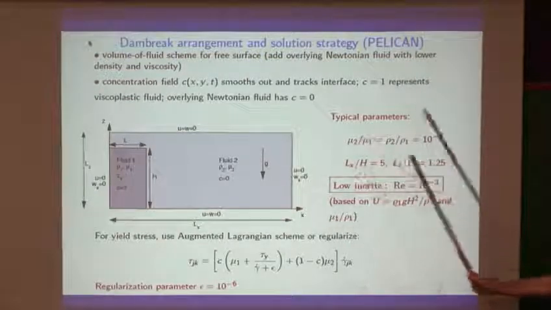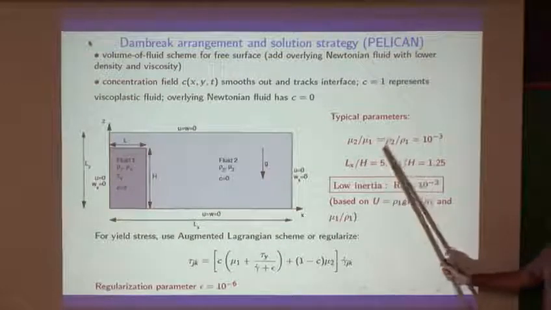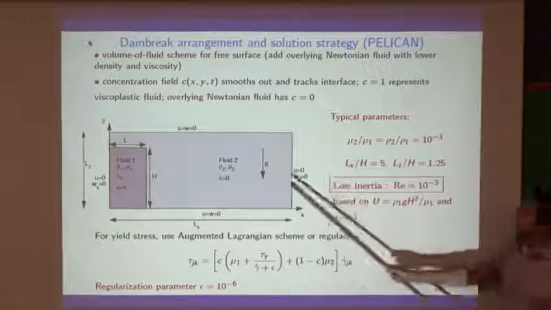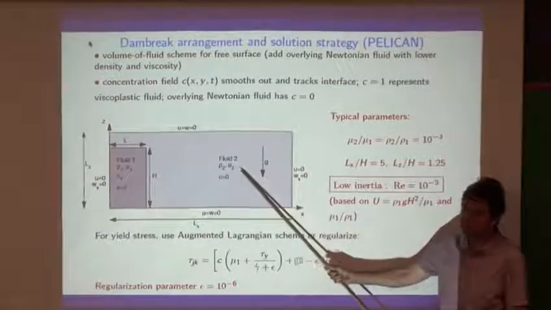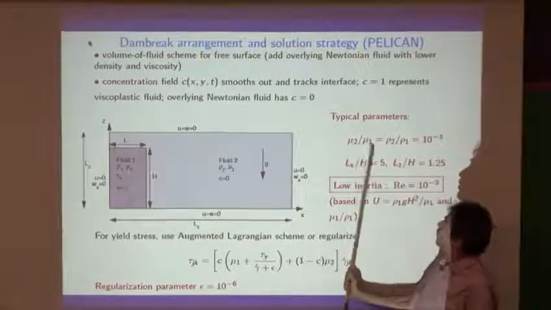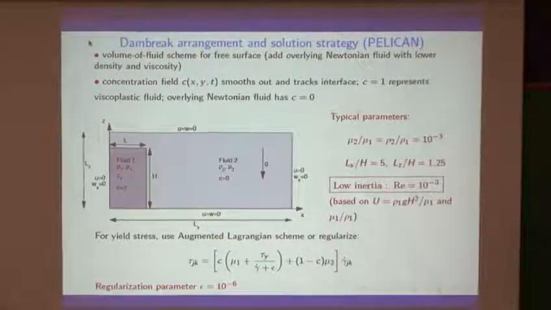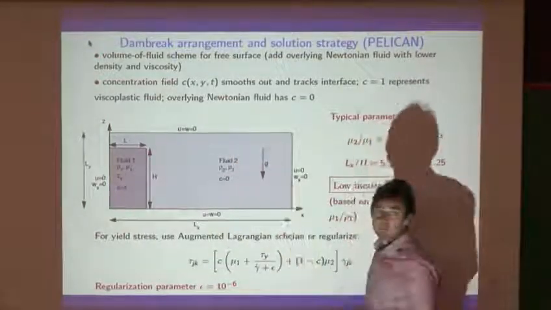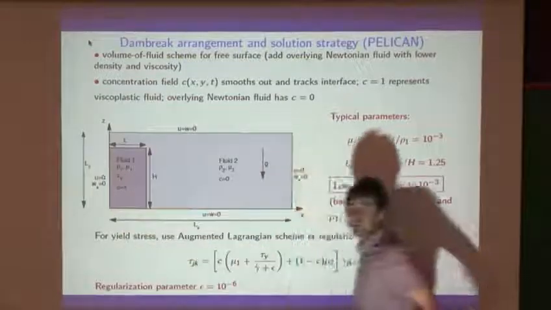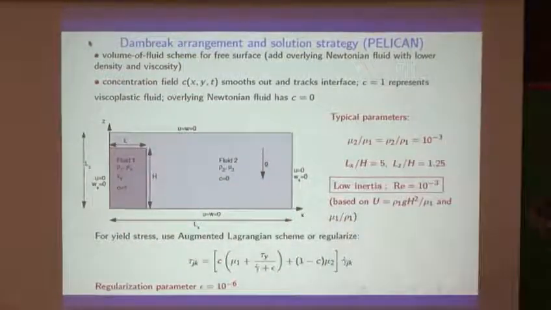So just to give you some idea of the typical parameters that we use, we have low density ratios, so rho 2 over rho 1 is 10 to the minus 3. The viscosity of this fluid divided by the plastic viscosity of the Bingham fluid is 10 to the minus 3 again. Typically, we'll have the computational domain being 5 times larger than the thickness of the initial block. It's a little bit taller than the depth of the initial block.